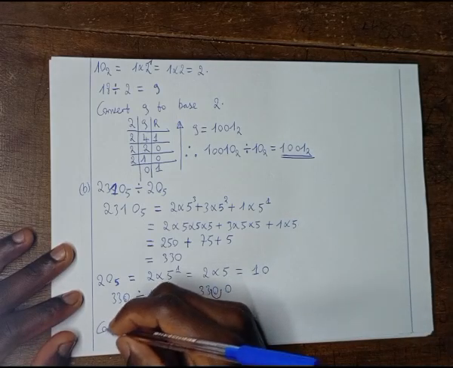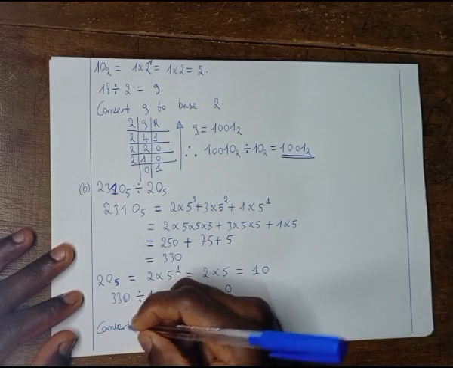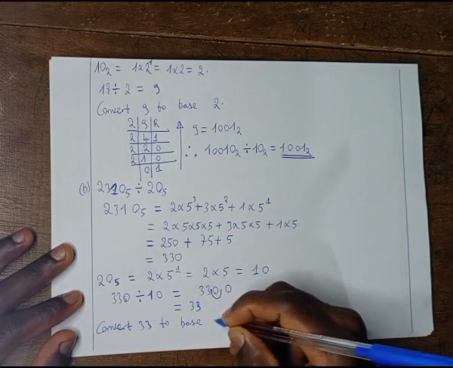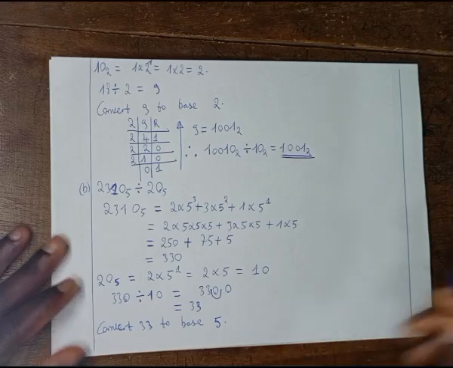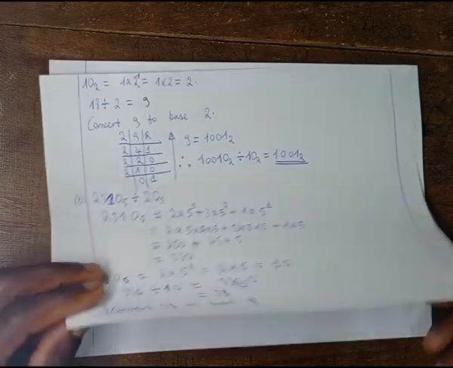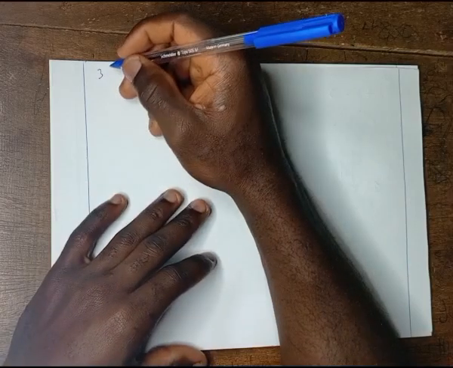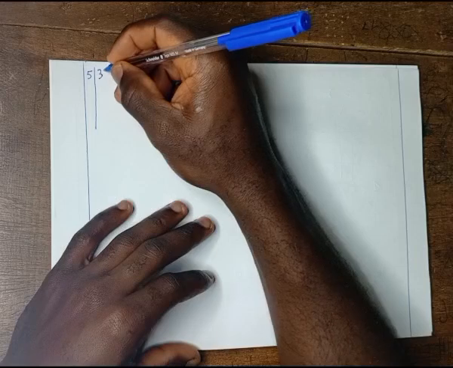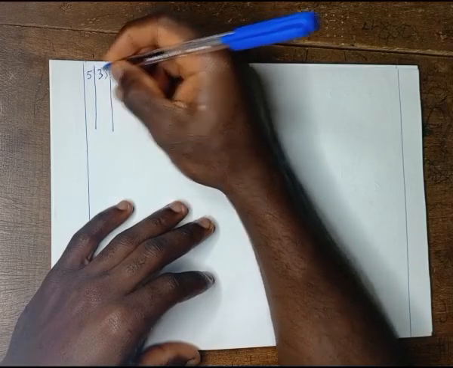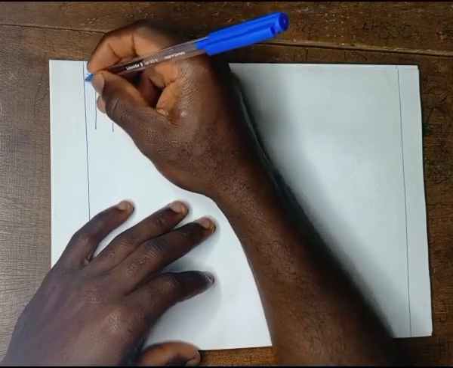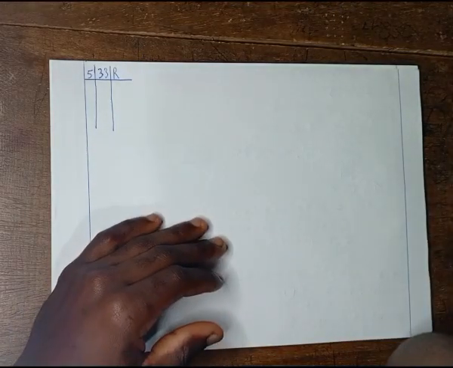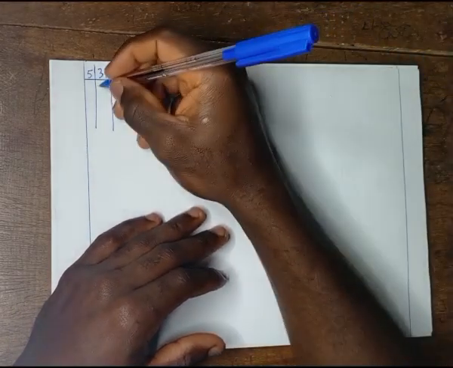Since we are working in base 5, convert 33 to base 5. We are going to do this conversion by making use of repeated division. First column, we have 5. The base is 5. Then for the second column, we have 33. For the third one, we have the remainder. We divide 33 by 5. It gives us 6 remainder 3.